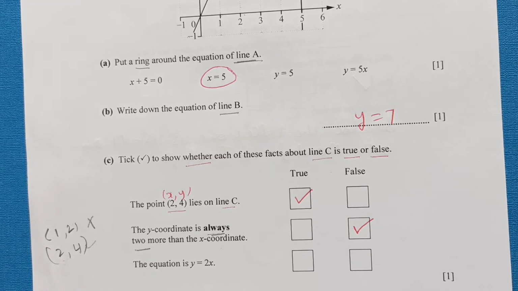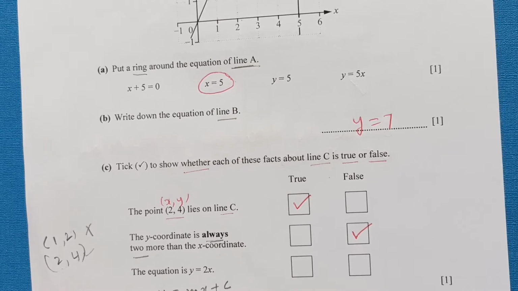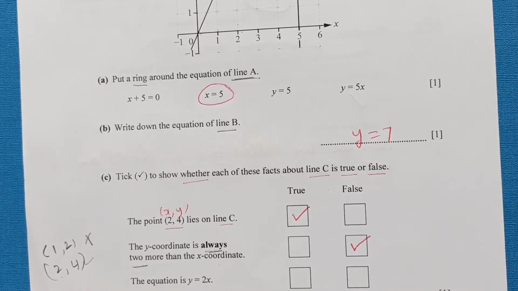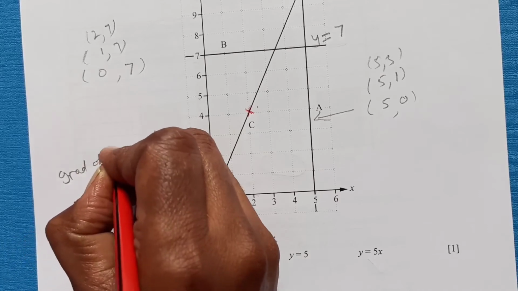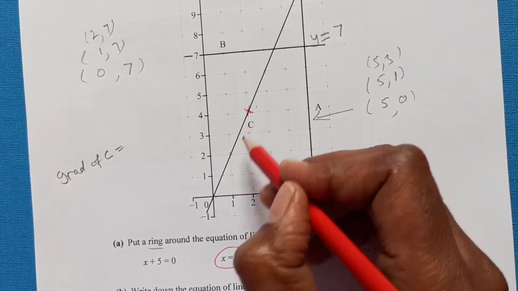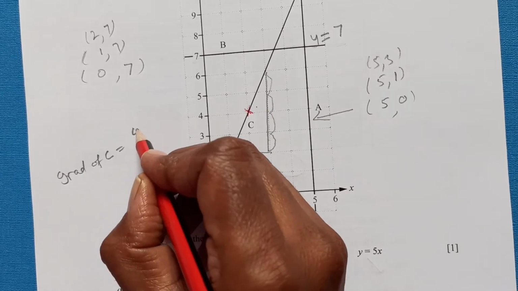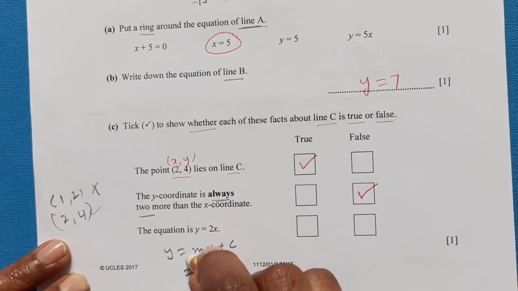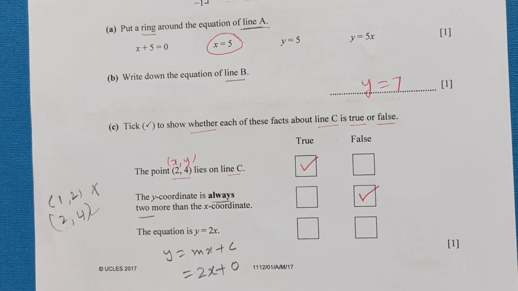We can see here the equation of a line is always y equals mx plus c. c is the y-intercept. If you see here, it intersects at 0. So c is 0. m is the slope, the gradient of line C. We can take any point, I can take this one from here. You see we have a rise of 4 and a run of 2. So the slope is 2. So the equation of the line is 2x plus c. c is 0, so it is 2x. So that means this statement is true, right? So let's move to the next question.